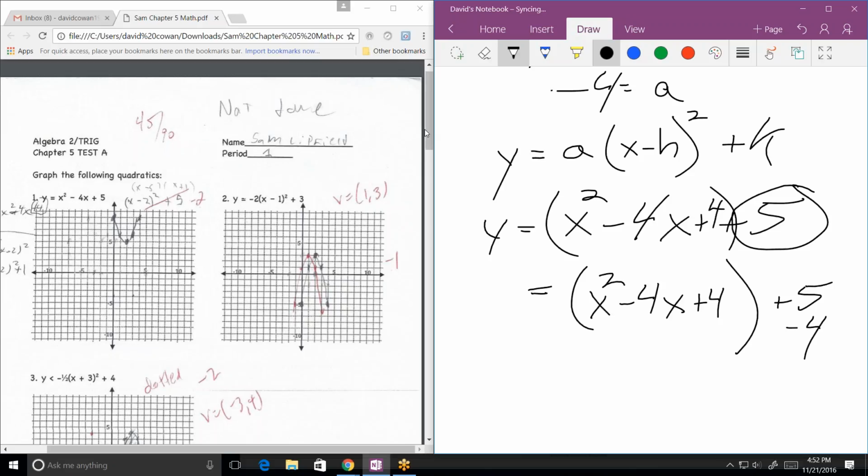Well, I can't write in a plus 4 there. I've just changed the equation. I've added 4 to it. So if I want the equation to be exactly the same, I got to subtract 4 from the same side. Now it's the same.